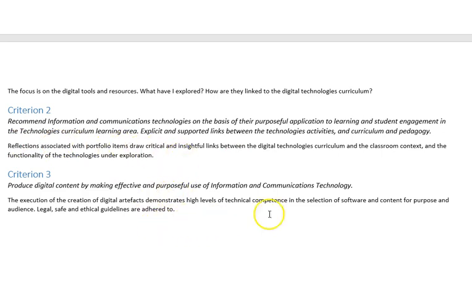And criteria number 3 is the way that you use information and communications technology. That's the images, the audio, the Weebly, all the ICT stuff, and basically the level of competence that you've used and demonstrated. And of course, we will talk next week about legal, safe and ethical guidelines, because that is an expectation of preps, year 1s, year 2s, and everybody else, including you. So we'll talk about that next week and expand on that.